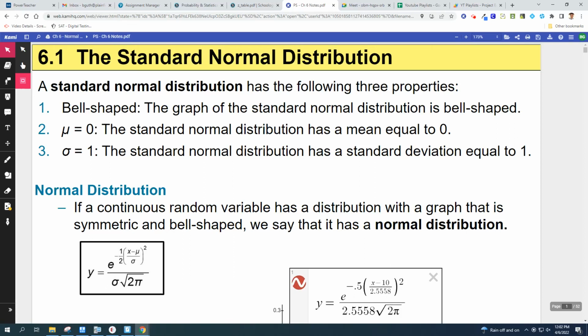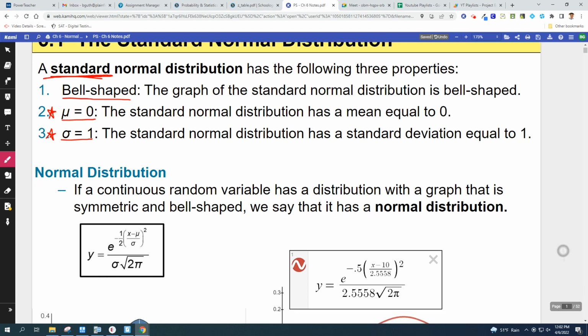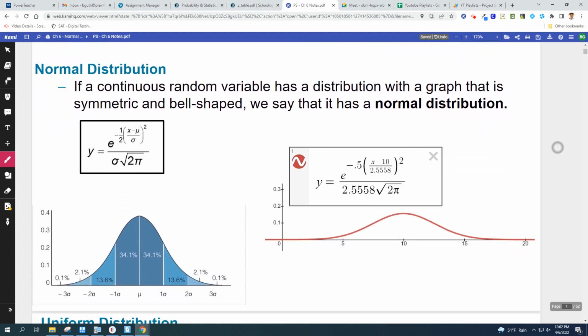6.1, the standard normal distribution. A standard normal distribution has the following three properties. We know the graph is bell-shaped, and the mean is 0, and the standard deviation is 1. These two are going to be very important. You need those in order for it to be a standard normal distribution. We'll see others that are not standard, but for standard, we definitely need those two things. Mean is 0, standard deviation of 1.